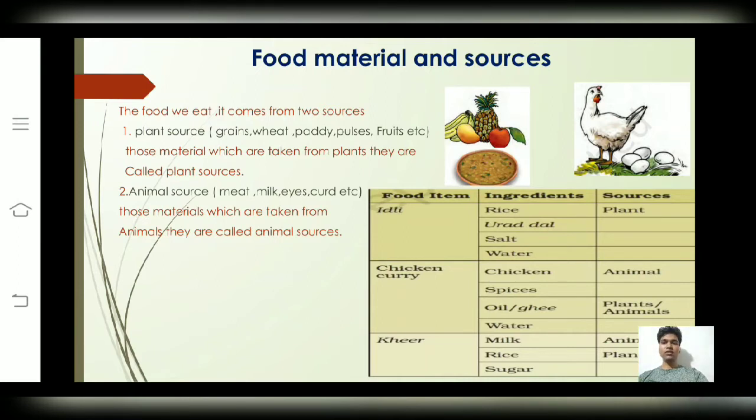For example, the second is we have to make chicken curry. What do we use? We take chicken, we use some spices, some oil and ghee and some water. So here the source is animals and plants both. The third is we have to make kheer. What do we do? We take milk, rice, sugar. So the source is animal and plants both.